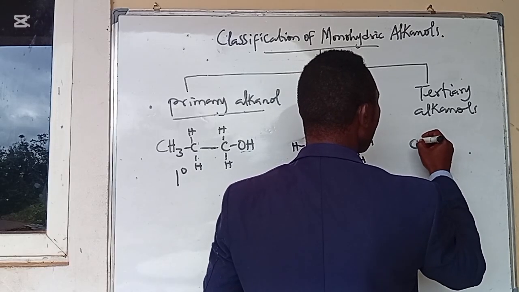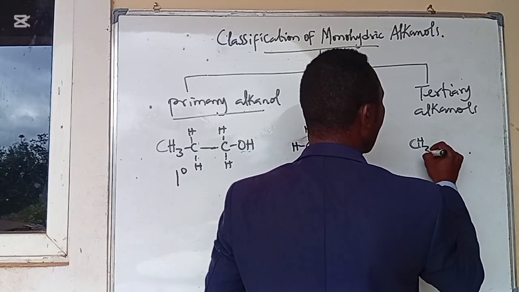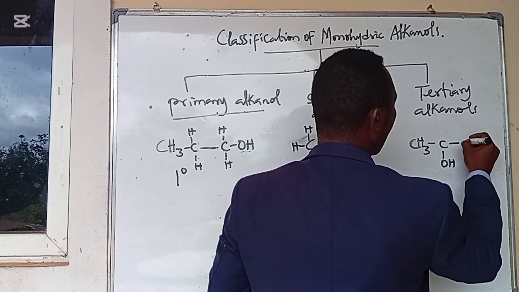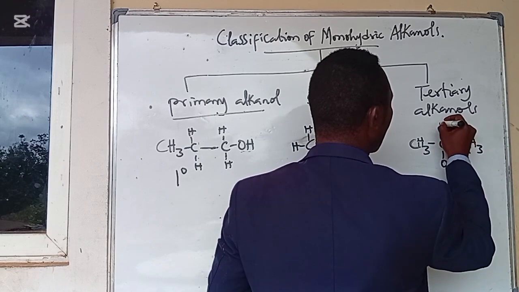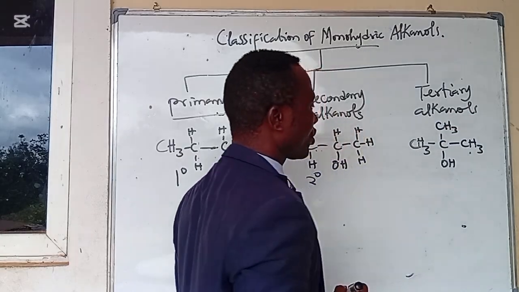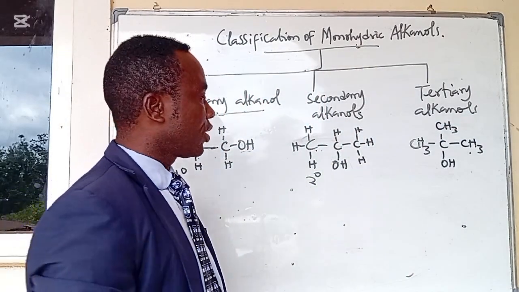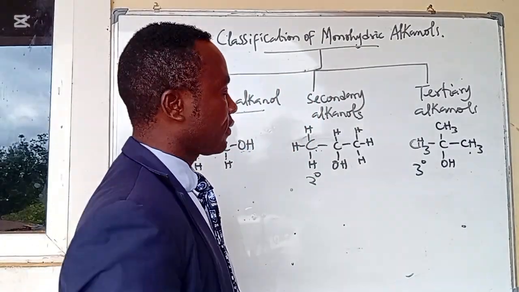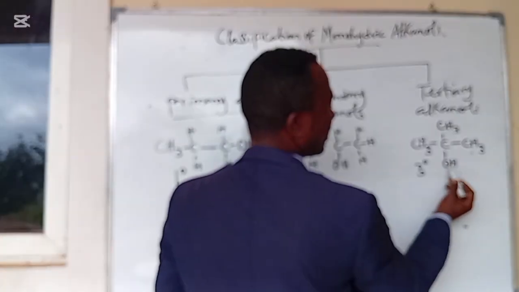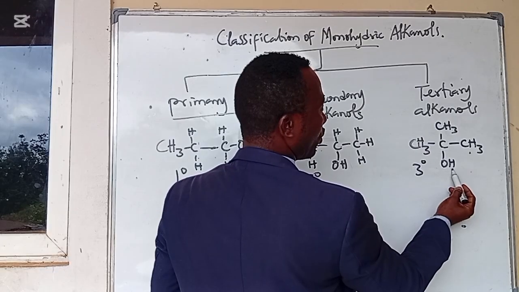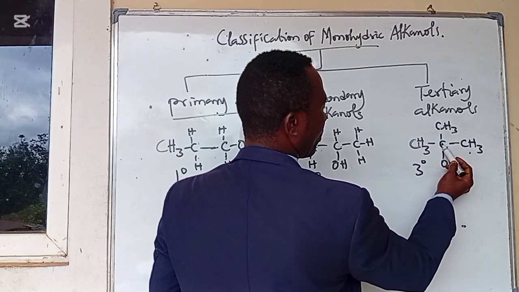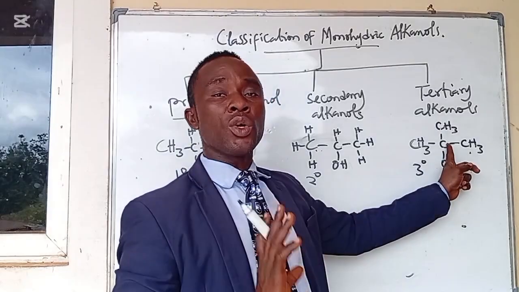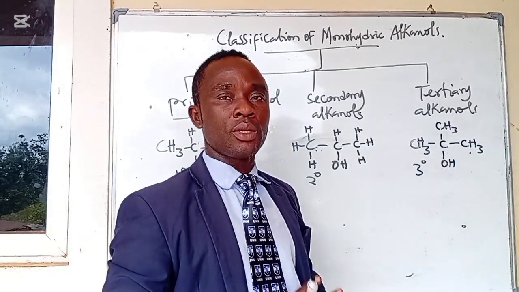Then when we come to tertiary alkanols, the carbon atom that bears the OH is bonded to three other carbon atoms. It becomes a tertiary alkanol. Tertiary alkanols, once again, are those alkanols in which the carbon atom that bears the OH is attached to three other carbon atoms. That is, that carbon atom that bears the OH has no hydrogen at all.